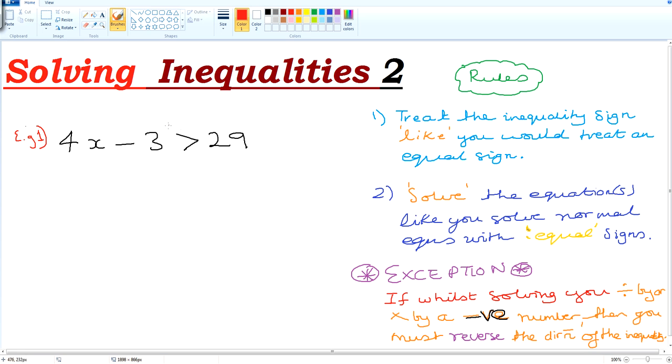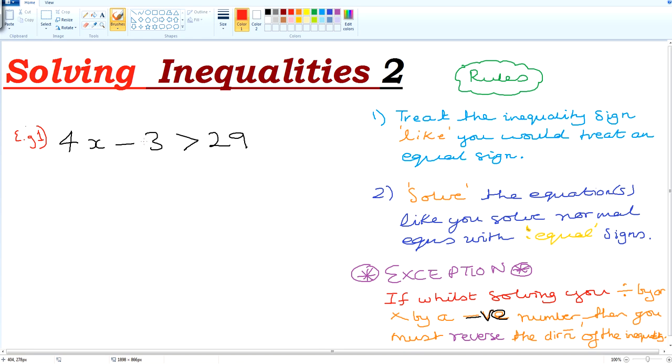Now, I've written down some basic rules to help us to understand the topic of solving inequalities. A lot of students, whether they're on Key Stage 3 or doing the GCSEs, when they see inequalities, they kind of freak out. Oh no, how do I deal with inequalities? So let's read these rules. Are you ready? Number 1, treat the inequality sign like you would treat an equal sign.